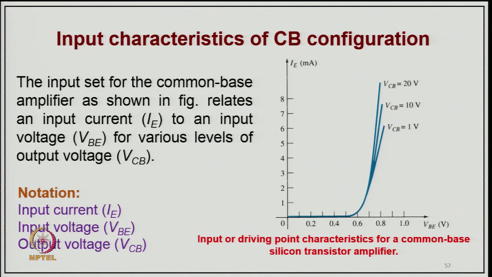Now this is the input characteristic of this common base configuration transistor, which we already talked about. This is the input set for the common base amplifier as shown in the figure, relating input current IE to the input voltage VBE, because the base is common. So we are giving a signal VBE, from which current flows into IE for various levels of output voltage. Here VCB is the output voltage, IE the input current and VBE the input voltage. This is the characteristic between the two, and it depends on your VCB, that is, how much the output voltage is. This is the input characteristic between IE and VBE. Of course, it is affected by the biasing voltage VCB to some extent.